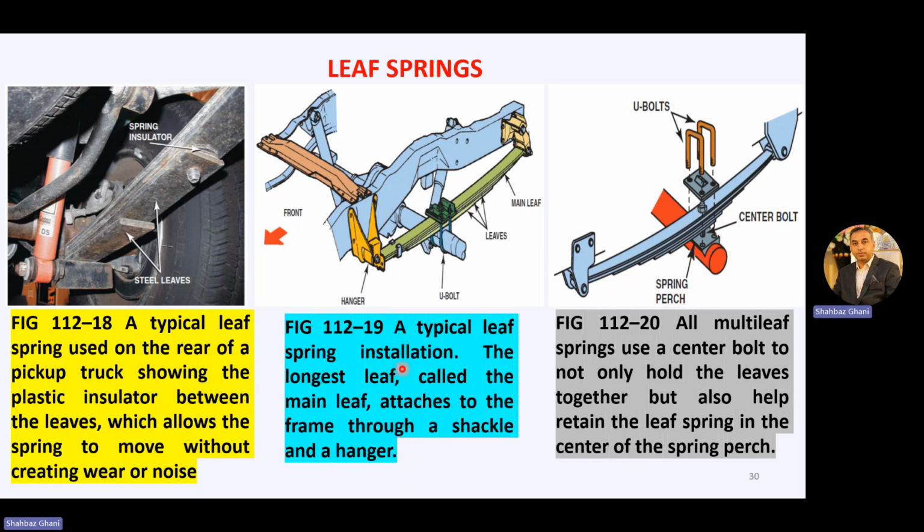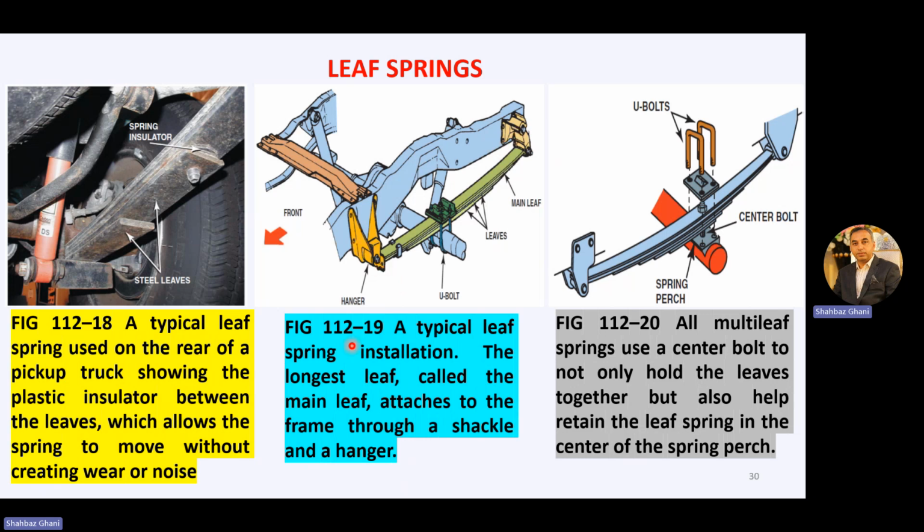A typical leaf spring installation in a rear wheel vehicle: the longest leaf, called the main leaf, the upper one, attaches to the frame through the shackle and a hanger. So this is the shackle and this is your hanger. We will study what the shackle and hanger are afterward.